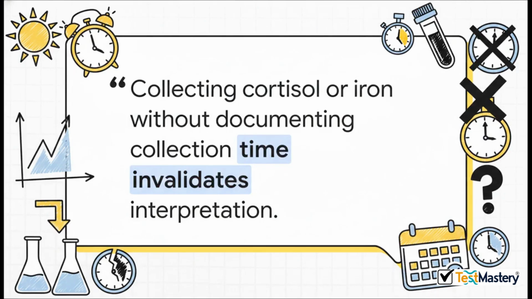And that last point about daily rhythms is absolutely critical and very likely to pop up on your exam. For tests like cortisol and iron, which are highest in the morning and drop during the day, when you collect the sample is just as important as the number you get. If you don't write down the exact time of the draw, that result is basically useless.